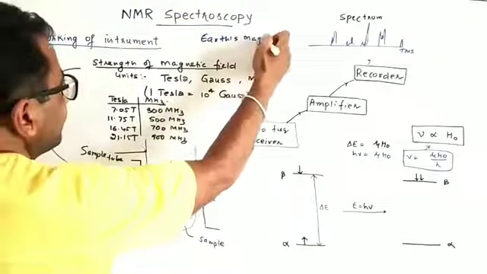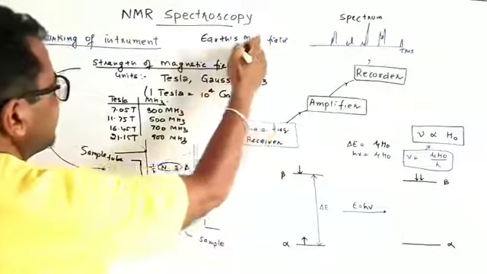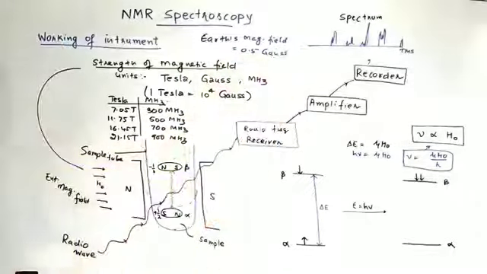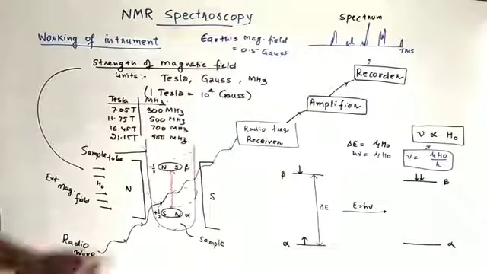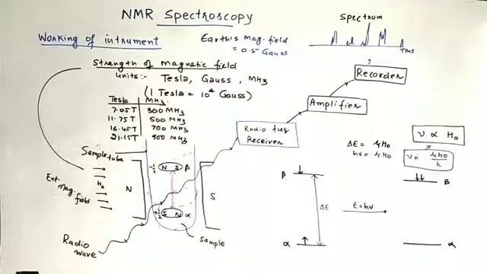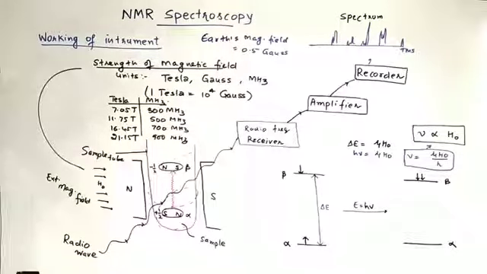Earth's magnetic field is 0.5 Gauss. Now you can imagine how strong a magnetic field we are using to get the NMR spectra. 10^4 Gauss is 1 Tesla, and we are using 7.05 Tesla, or 300 megahertz. So we are using 300 megahertz.